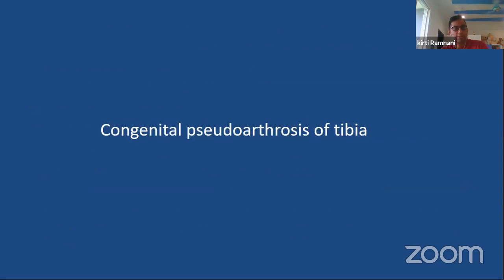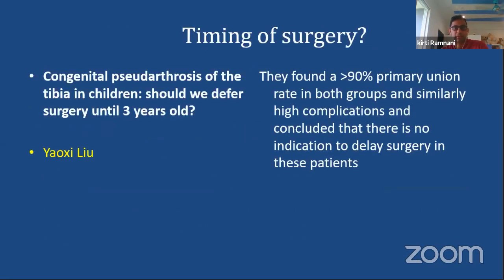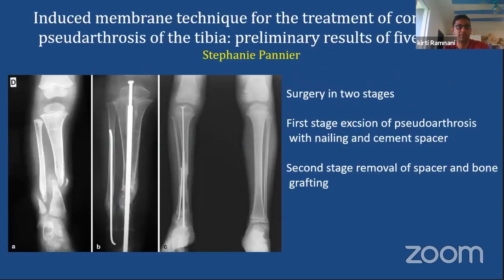For CPT, CPT still is a problematic condition. Liu studied whether we should operate on the child with CPT before 3 years or after 3 years, and they found that in both the groups they achieved union in more than 90% of the cases, and the complication rate was the same whether you operate on the child before 3 or after 3. So they said there is no indication to delay the surgery in these patients.